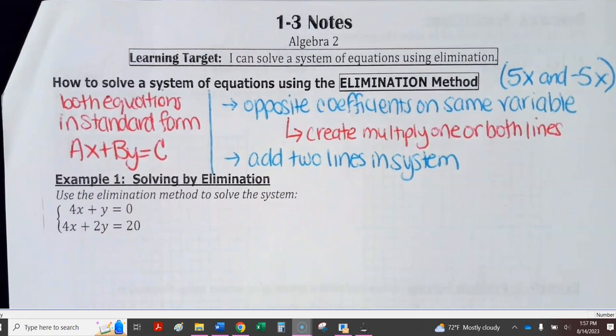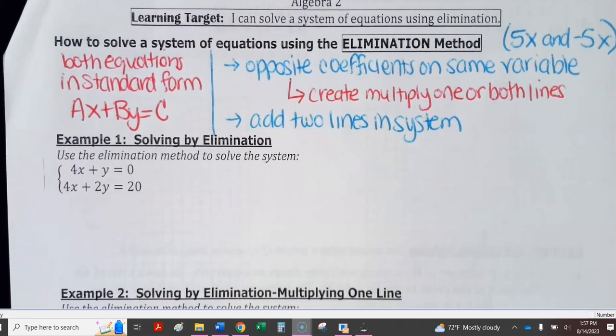Okay, so what I would have you look at first, if you have a system, like I have in example 1 here. All right, so I have 4x plus y equals 0 and 4x plus 2y equals 20. I don't have opposite, like one positive and one negative coefficient in any part of that. Both of the x's are 4, so that could work in our favor. Does anybody know what you might do here if you were trying to create opposite coefficients? What would I maybe multiply by to create that situation so I could just eliminate a variable?